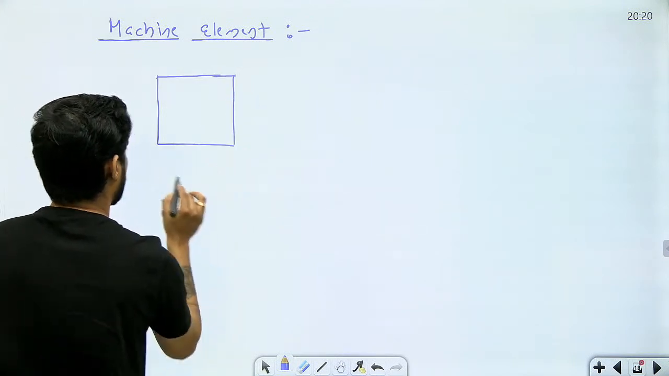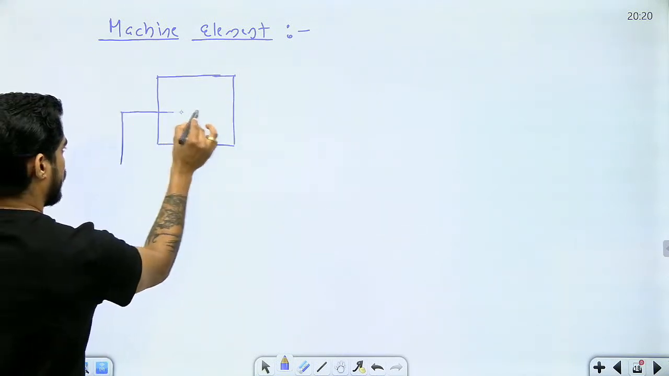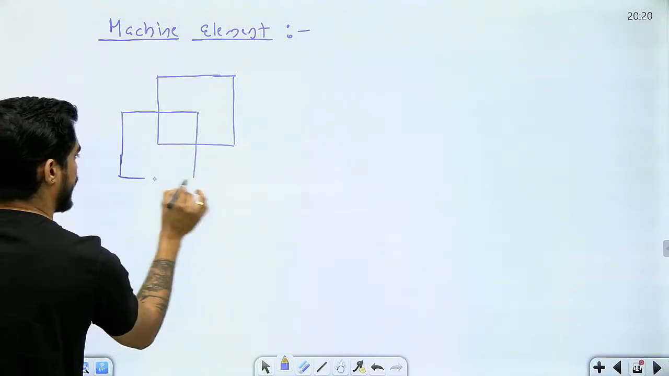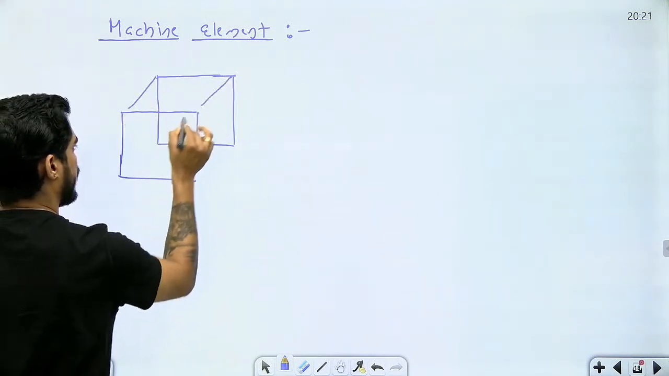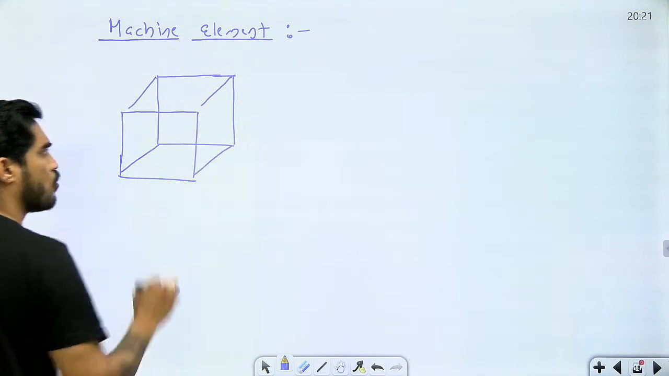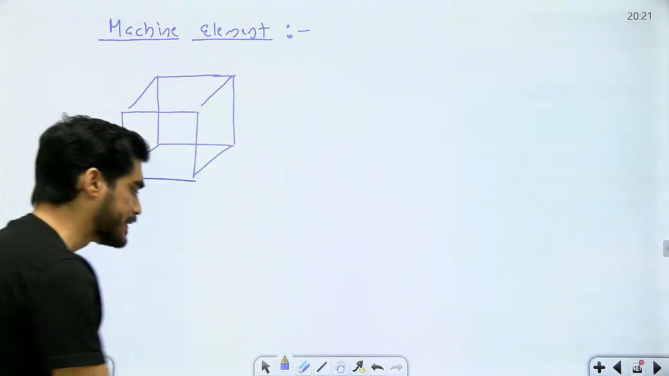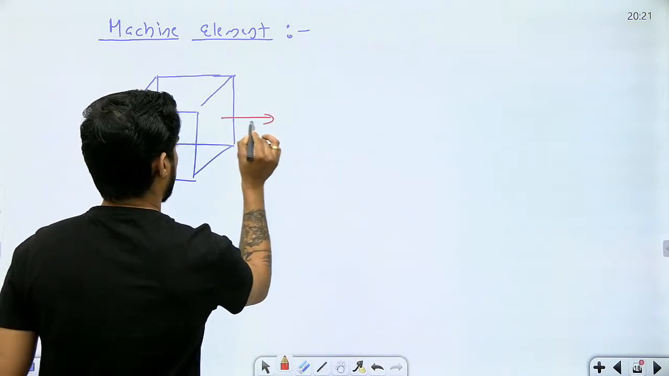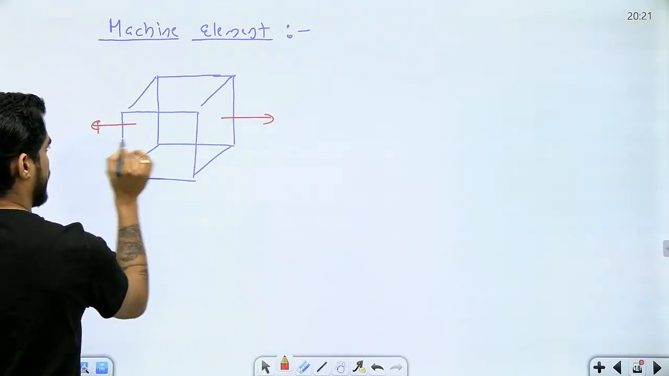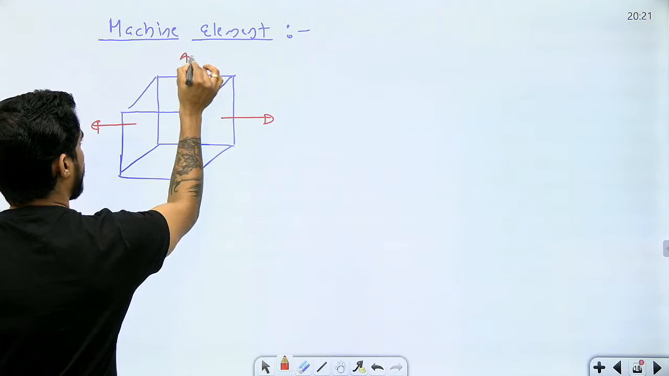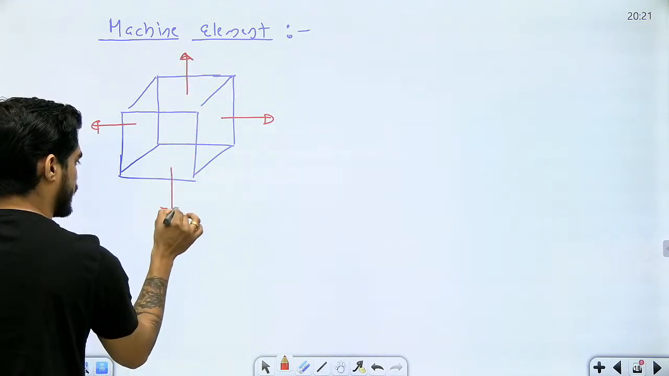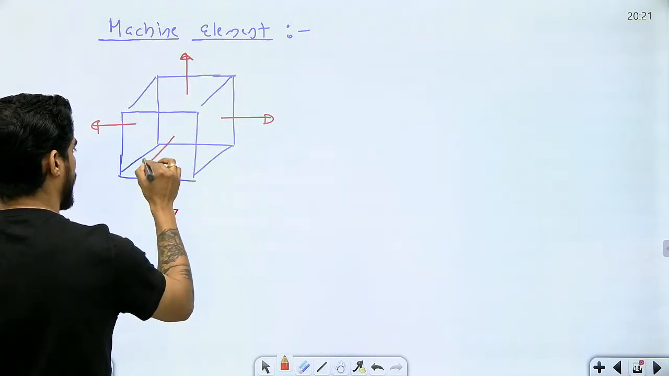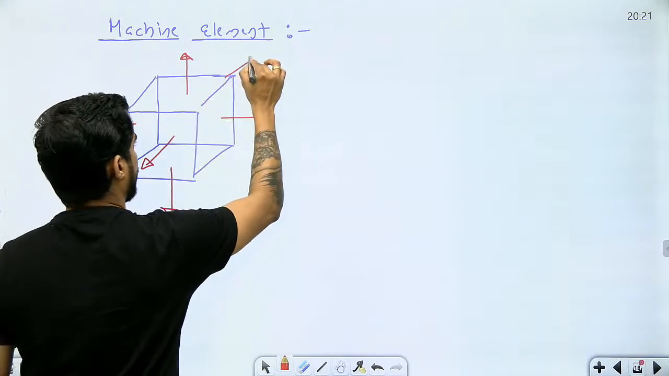Okay, so now beta, in order to find sigma max of this machine element, what we are going to do? We are going to find the principal stresses. Beta, I have explained the concept of principal stresses already. So if you don't know the concept of principal stress, please watch my videos of strength of material.